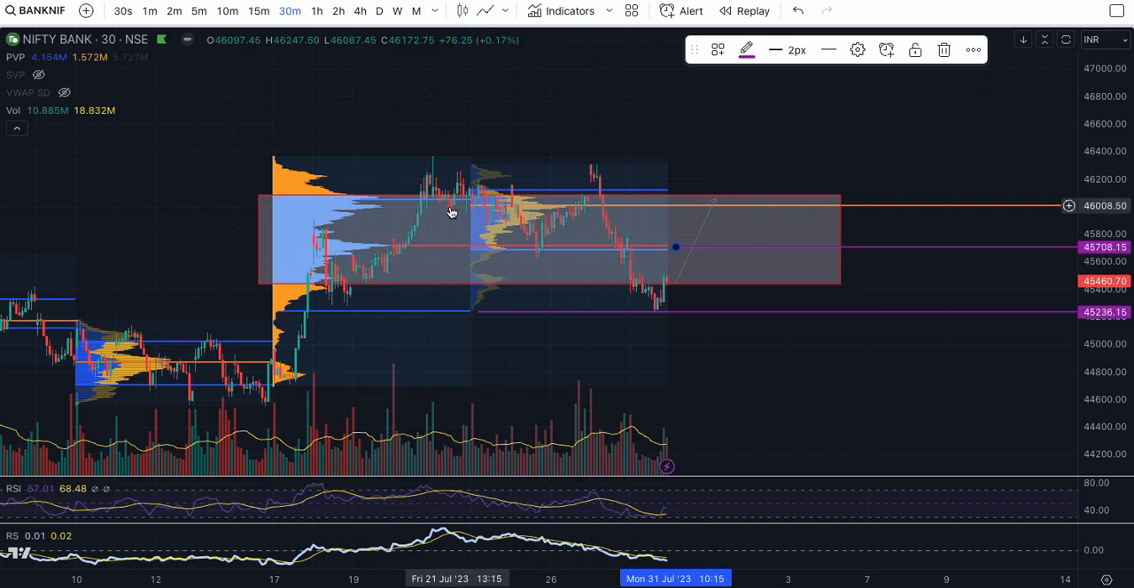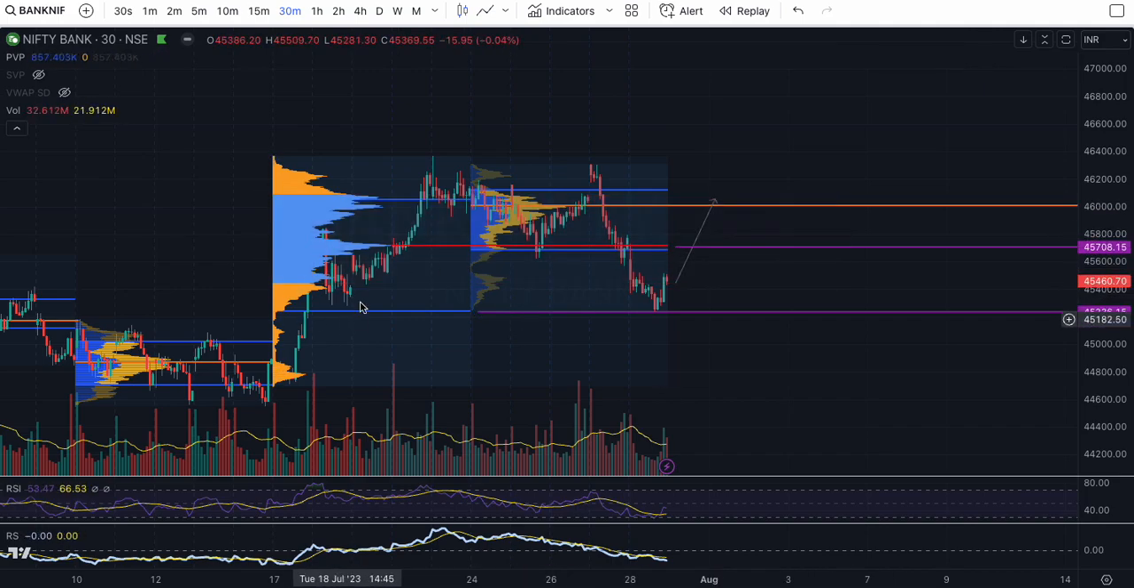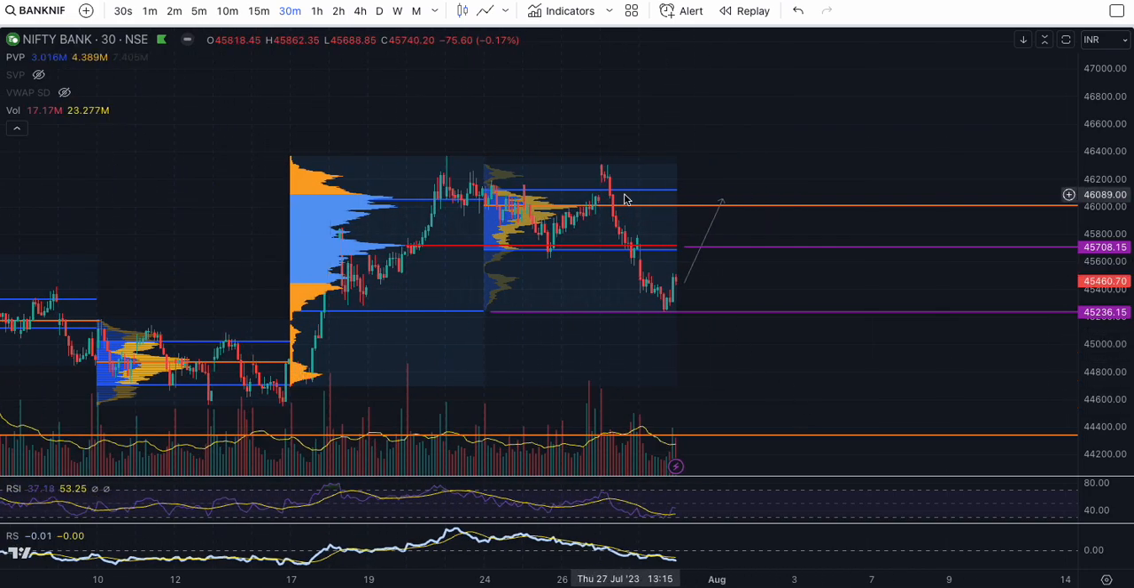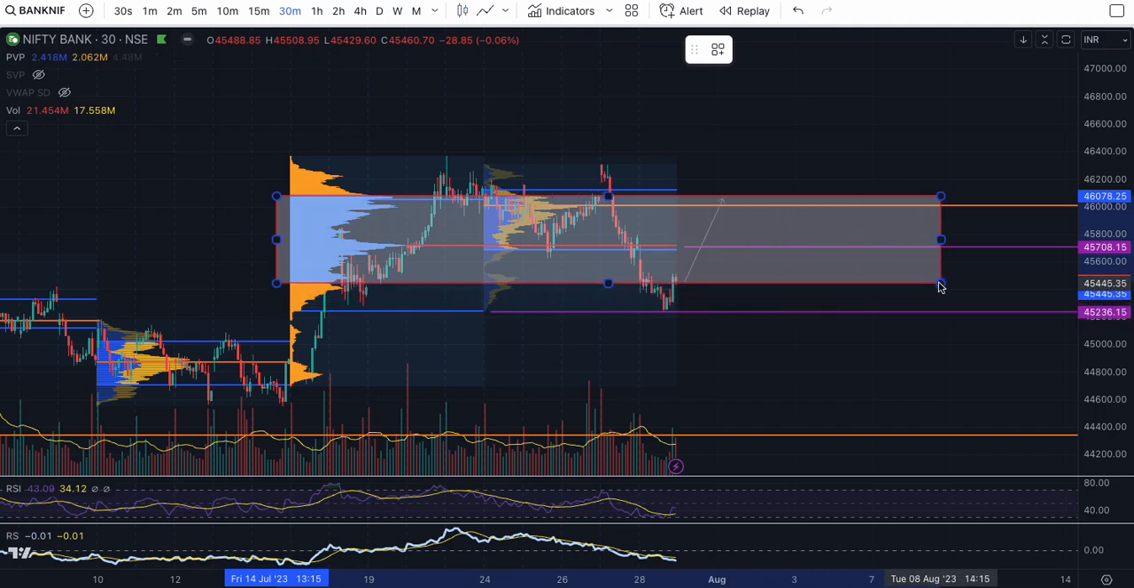Unless we lose the top boundary and the bottom boundary of the last 2 weeks aggregated point of control, or the aggregated value area high and value area low, I'm not going to go short and look for short trades. I will remain range bound as long as I'm within the confines of this box, and will decide to go short if I see a break of the value area low, and decide to go long in an aggressive way if I see a break of value area high.